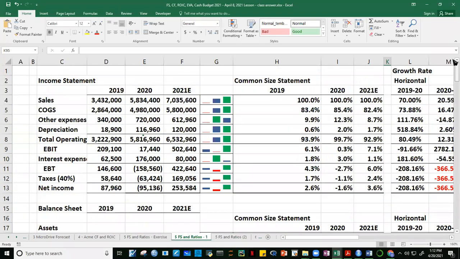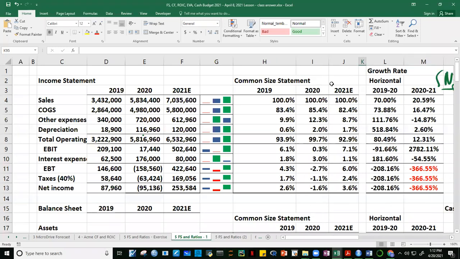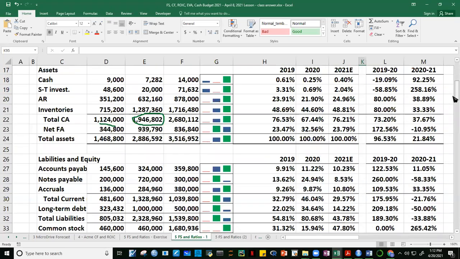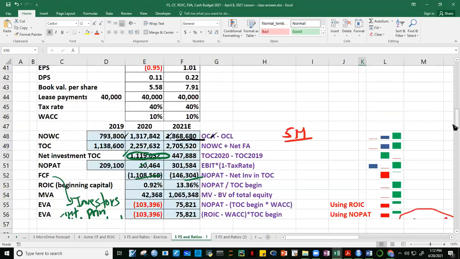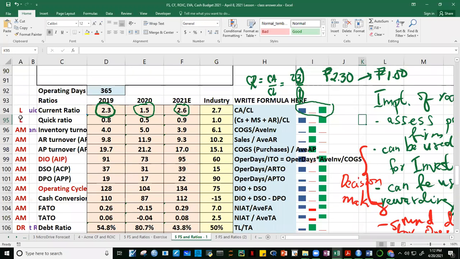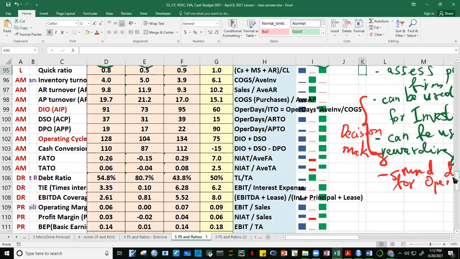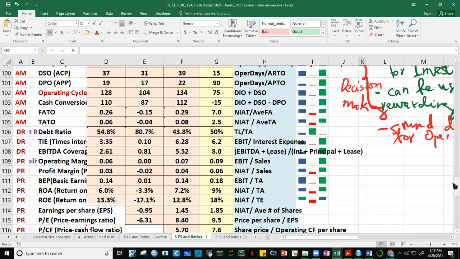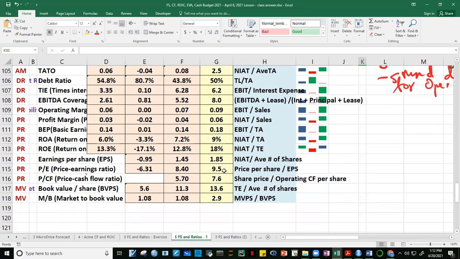Okay. So remember, guys, when we analyze the performance of the company, we use ratios. We use numerical figures, which is based on five major types of ratios, and these are your liquidity ratios. In our example, we have two liquidity ratios here. And then we have your asset management ratio. Then you have your debt ratio, that's your DR. And then profitability ratios. And then market value ratios.